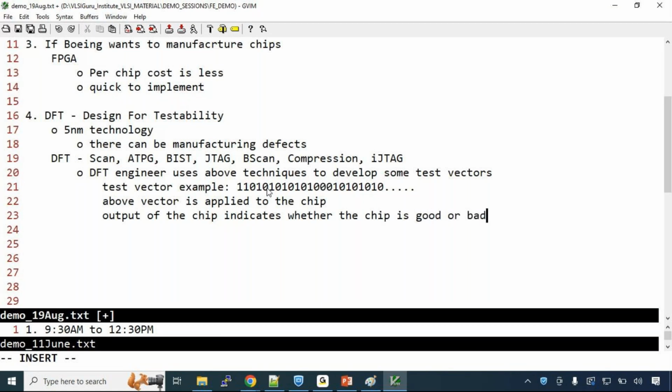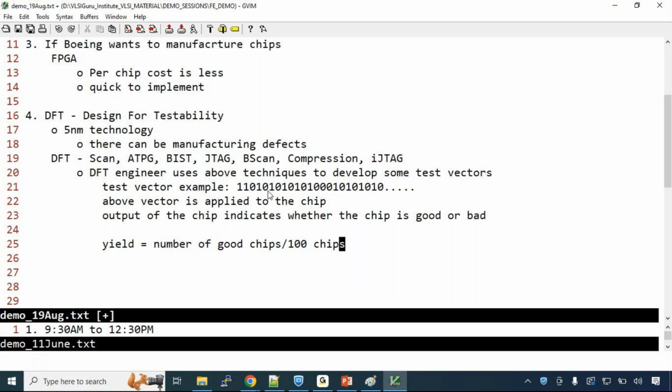Bad means having manufacturing defects. If it has manufacturing defects, will it go into the mobile phone? No, they will throw off the chips. The good chips will go into the mobile phone. That is called a yield. Yield means the number of good chips for every 100 chips. Out of 100 chips you are manufacturing, how many chips are good?